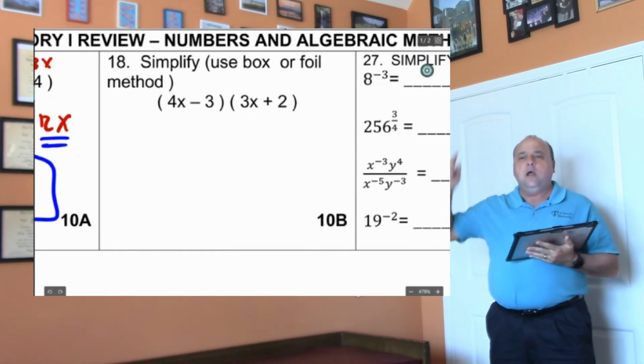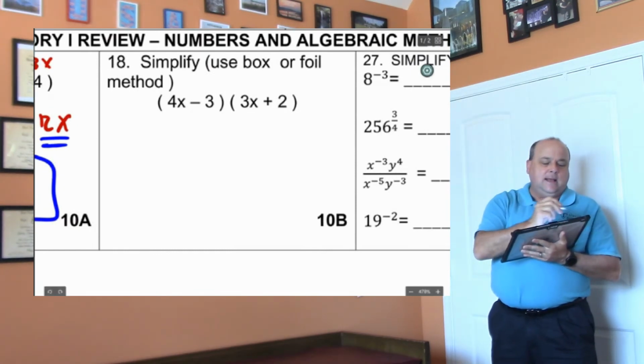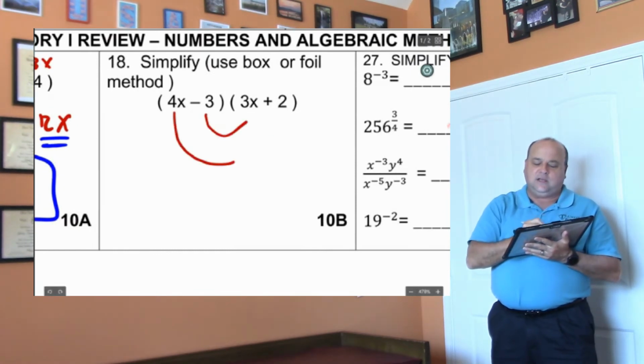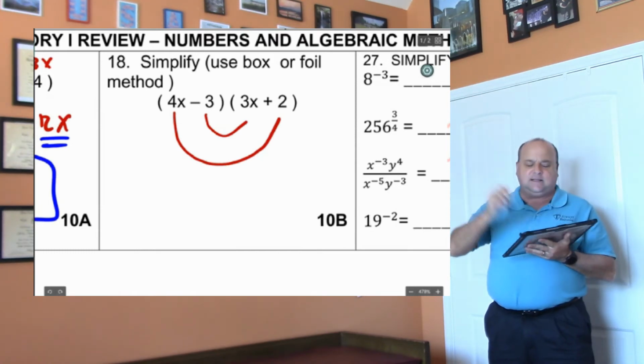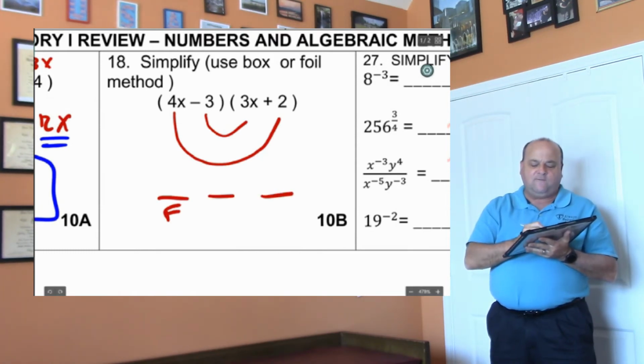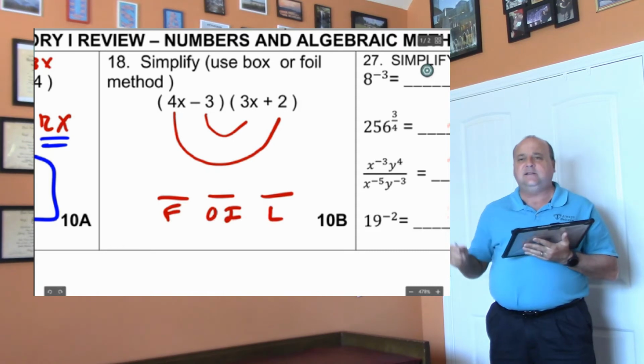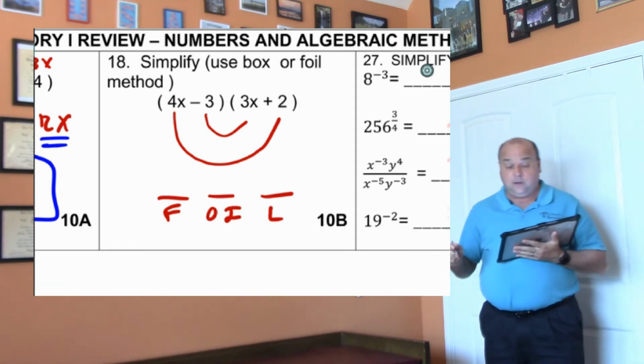Let's go to 18. On this one, we're going to multiply. And I'm just going to use the full method. Y'all did wonderful on this. Y'all got this down. Draw your 3 blanks. First, outside, inside, last.